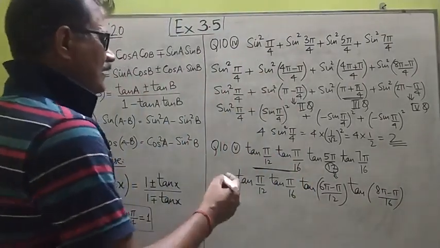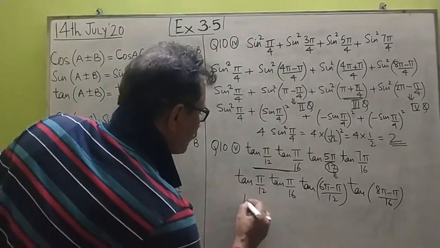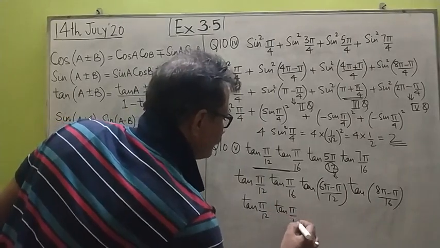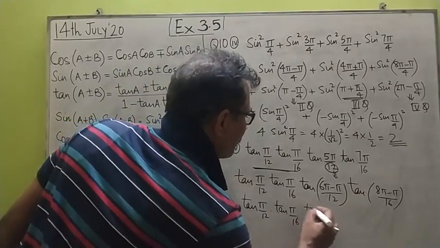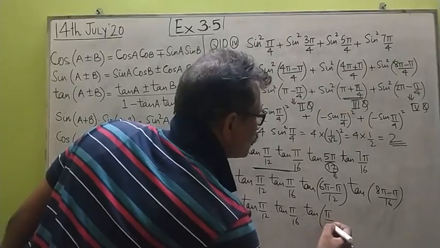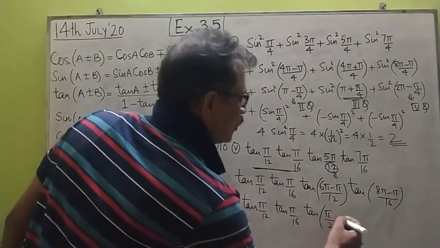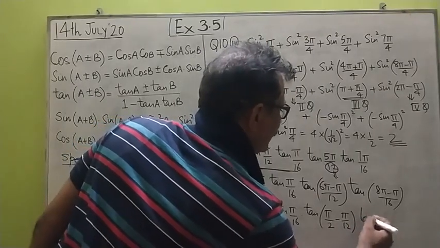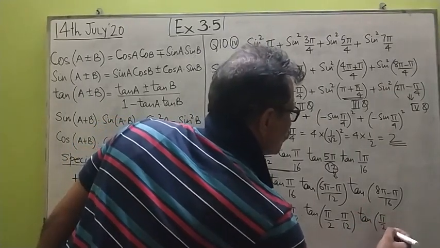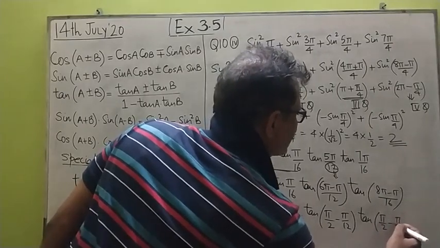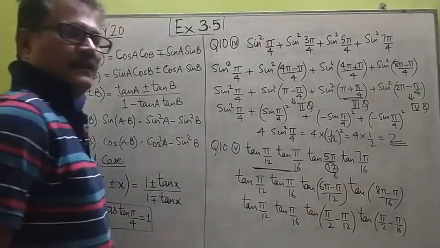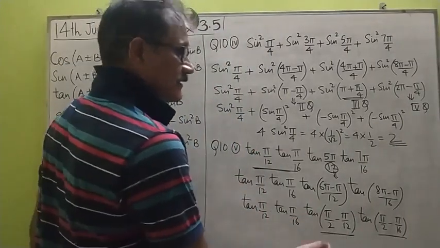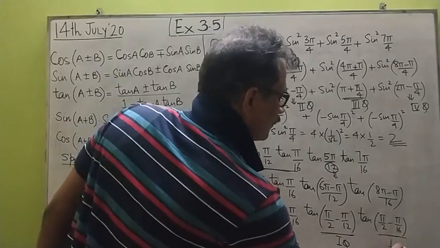Now children, see what it transforms to. Tan pi by 12, tan pi by 16, and this will become tan of 6 by 12, which is pi by 2 minus pi by 12. And same way this will become tan pi by 2 minus pi by 16. Now, here you have to convert now. Look at the quadrant first. Pi by 2 minus theta is first quadrant. This is also first quadrant.